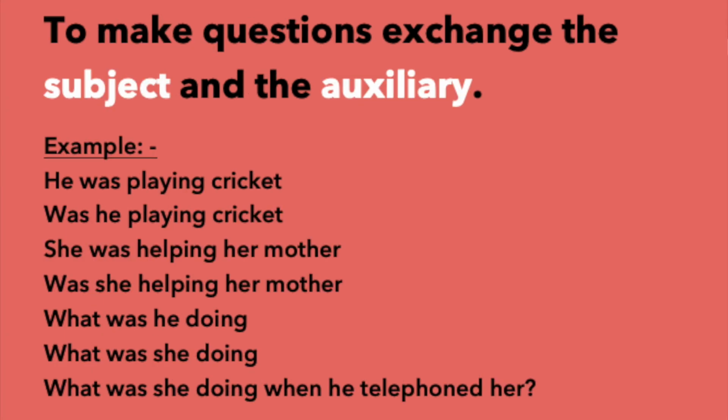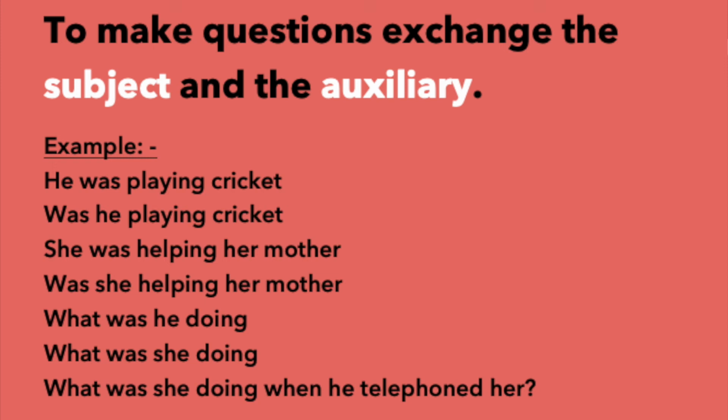To make questions, we exchange the subject and the auxiliary. He was playing cricket. Was he playing cricket? She was helping her mother. Was she helping her mother? From these examples, you can understand that the subject and the auxiliary verb are exchanged. He was became was he. She was became was she.